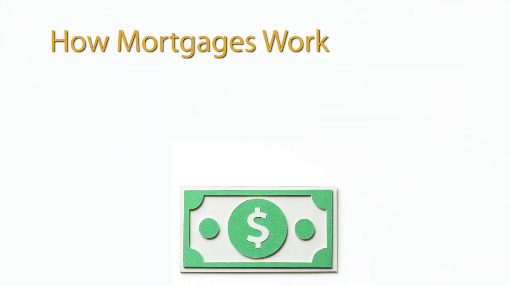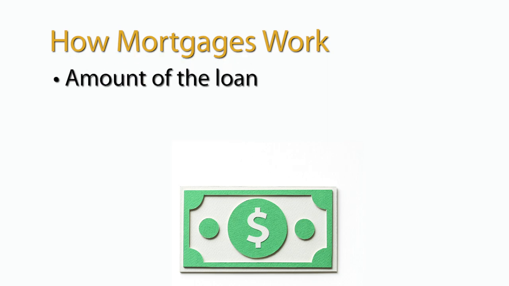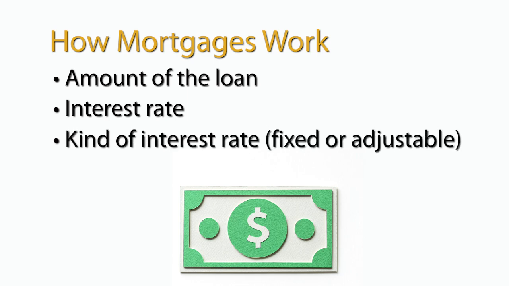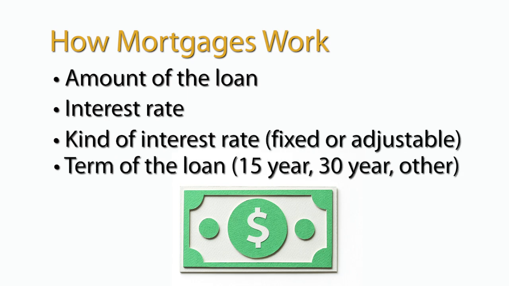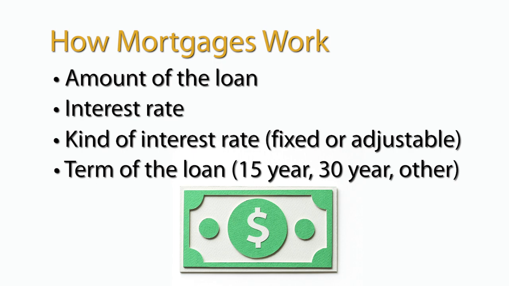There are 4 factors that affect the amount of your monthly mortgage payment. Amount of the loan. The less money you borrow, the less money you have to pay back. Interest rate. The higher the interest rate, the more the loan costs. If you have a fixed or adjustable interest rate. The period of time of your loan. You can select a 15-year loan, a 30-year loan, or select the number of years you want the loan.